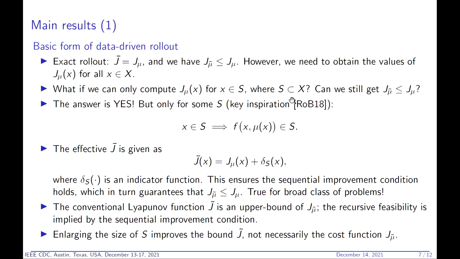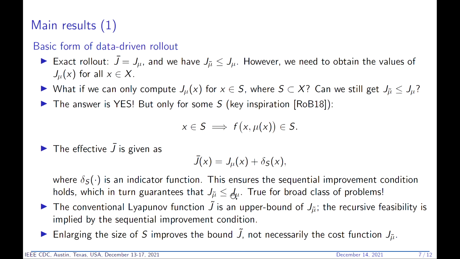Our key inspiration came from Rosalia and Brawley's paper in 2018, and the desired condition translates to the following property, which states if we have x belongs to the set S, we require its subsequent state under the policy mu also belongs to the set S. This forward invariance property would guarantee our desired behavior. In detail, the effective J bar would be the sum of the cost function plus an indicator function, and this ensures the sequential improvement condition, which in turn guarantees the outperformance property.